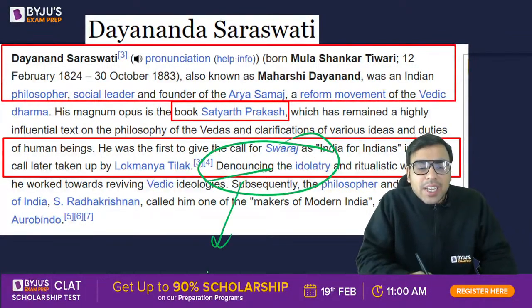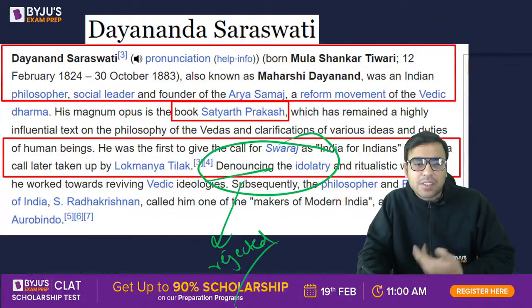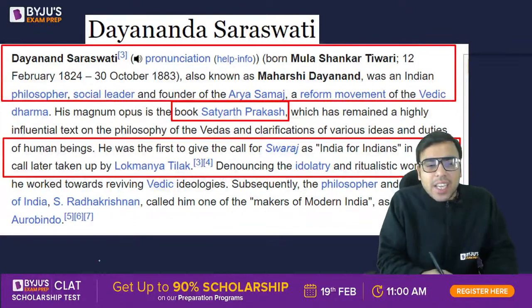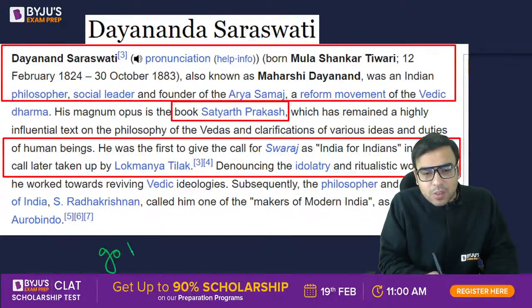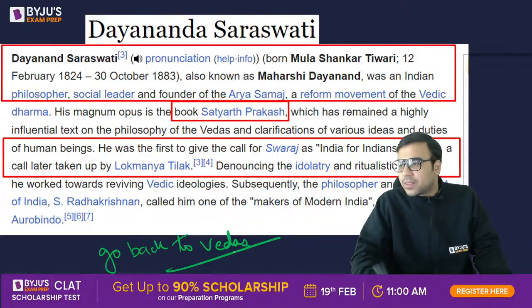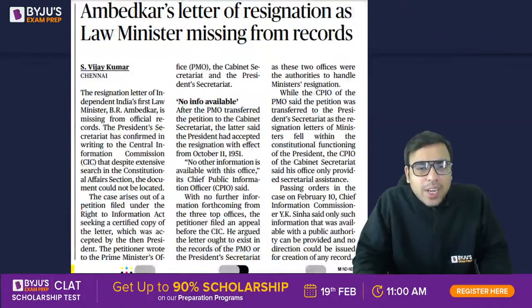Denounced मतलब होता है कि criticized or rejected. But please check whether this fact is correct or not. Okay, so go and find out. Yes, he gave the idea of go back to Vedas. Go back to Vedas. That is what he said. So yes. Okay, let's move on further.